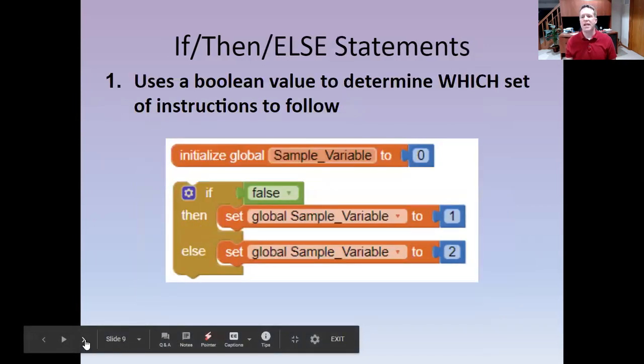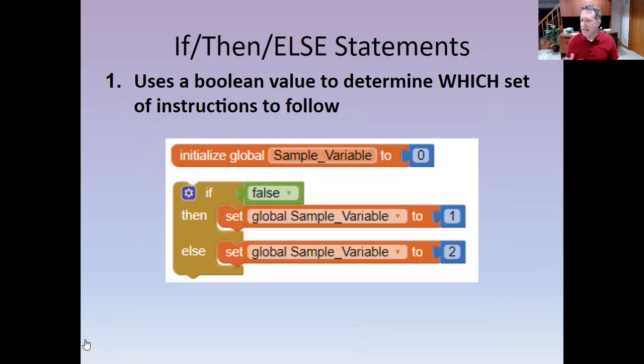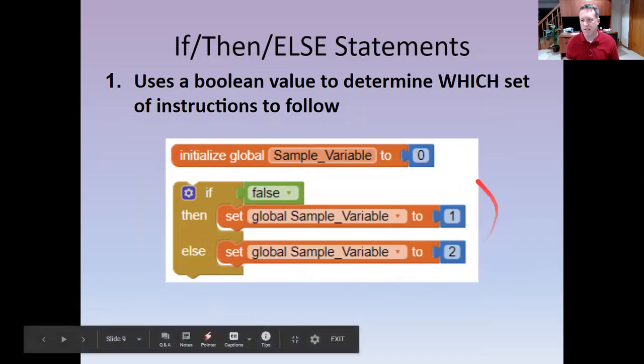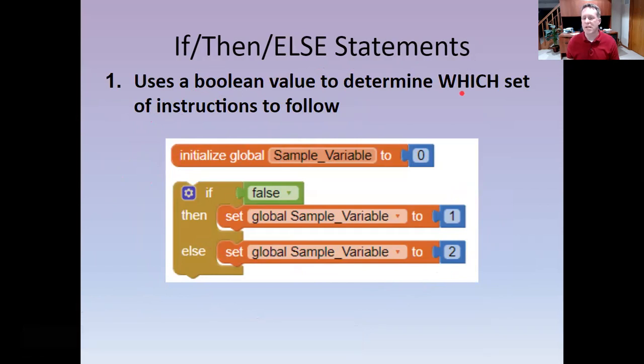All right, if-then-else statements. I was giving you a little bit of background on this before, but let's go into some detail with it now. First of all, this is what they look like. In this case, what it's doing is giving you two sets of instructions. It's going to do one or it's going to do the other, but it won't do both. So this is determining which set of directions to follow.